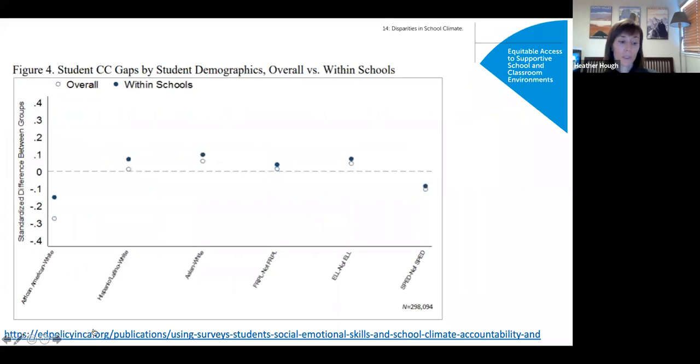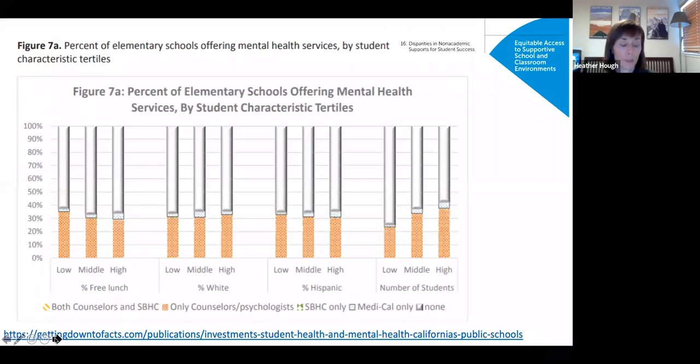CASE research in the CORE districts also has found that even within the same school, African-American students report a negative school climate compared to their peers, meaning that they feel less safe and have a lower sense of belonging and connectedness. And finally, Randall Reback's Getting Down to Facts 2 research showed that elementary schools that serve a high proportion of students in poverty have fewer mental health supports for students.